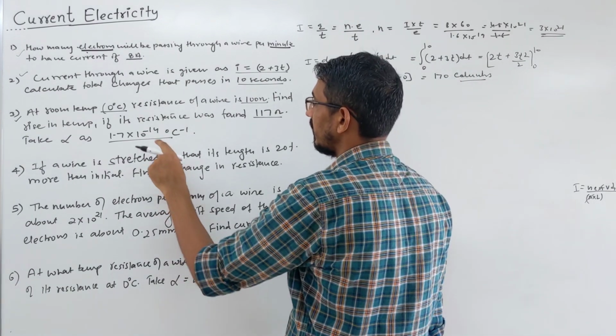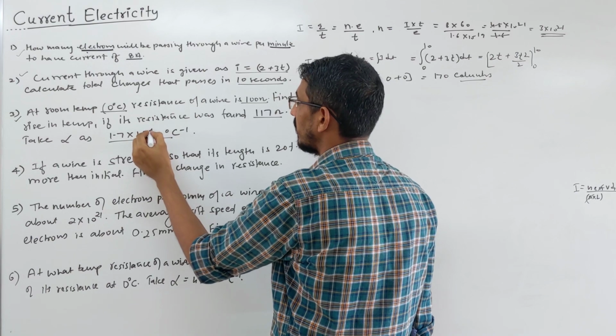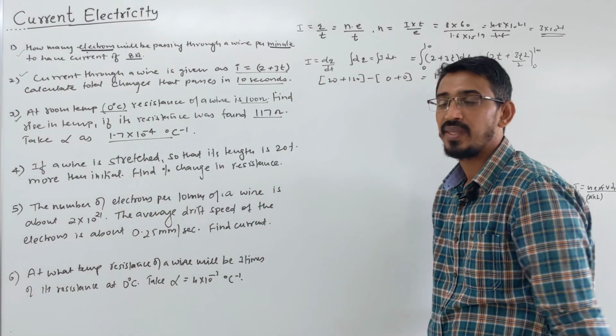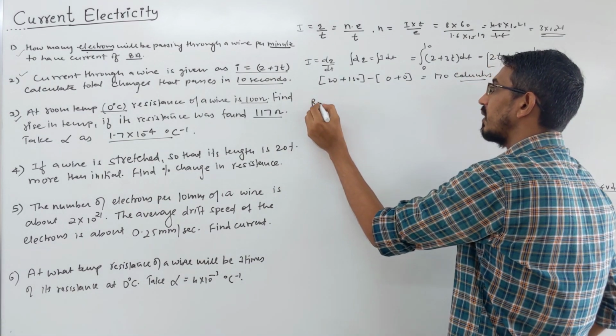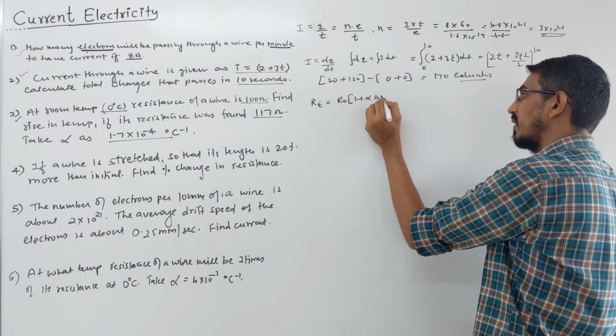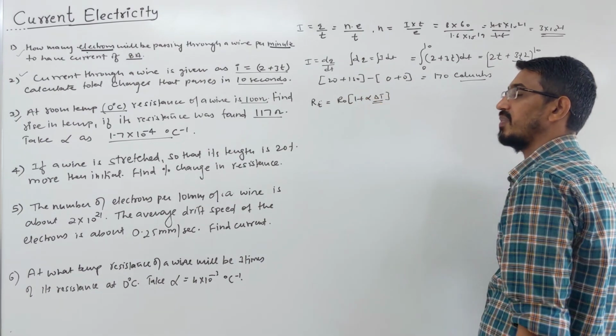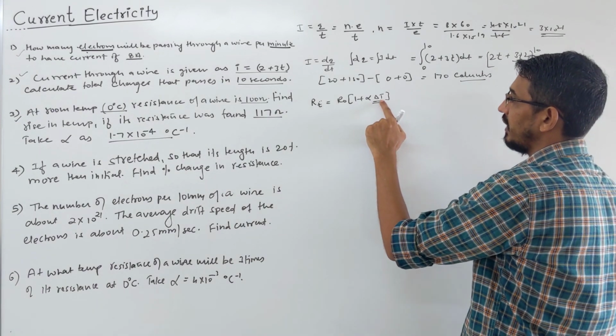I think I made a mistake here. It should be -4. -14 is too small. -4, I think that should be correct. Okay. So correct that. Let's see. R at some temperature is R initial into 1 plus alpha into del T. They are asking what is the rise in temperature required, right? So let's rearrange this equation. We have to find del T.